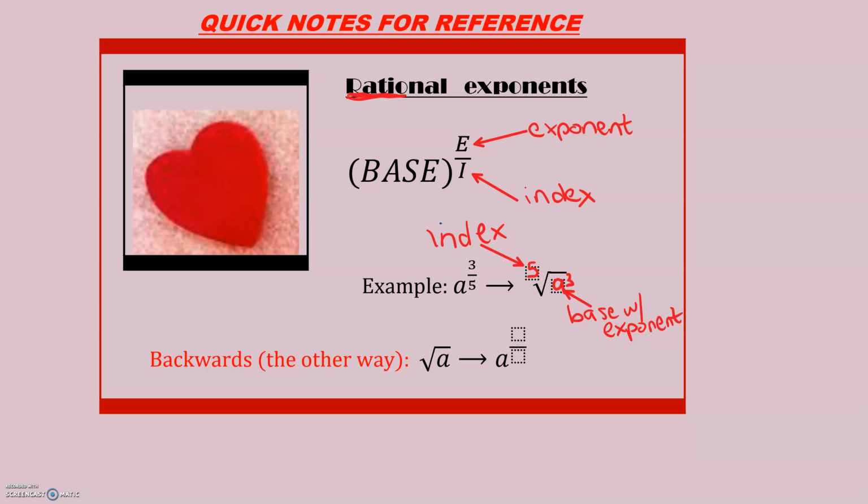And now we can use this the other way around. We can go backwards in this. So for example, if I just have the square root of a, we know that a is the base. We know the numerator is the exponent, and the exponent attached to that a is a 1. And we know that the index, that would go right here, is the denominator. Because I don't have a number there, that would mean that the denominator, or the index, is a 2.